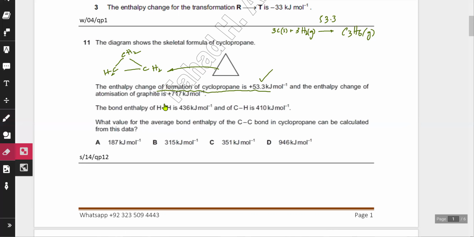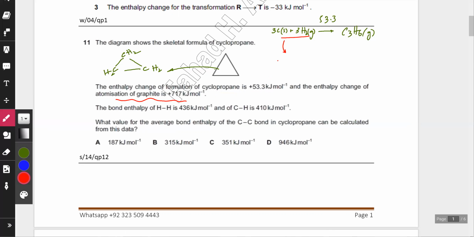Okay, is this clear? Now he's saying that the enthalpy change of atomization of graphite is 717. What he means is that the carbon over here can be atomized to three carbon which are gaseous, right? And the H2 gas molecules remain exactly the same. So in this path, the only thing that's changing is the carbon solid getting converted into carbon gas, right? And the value is given as 717, and you're going to multiply it by 3 because you're doing it for 3 carbons.